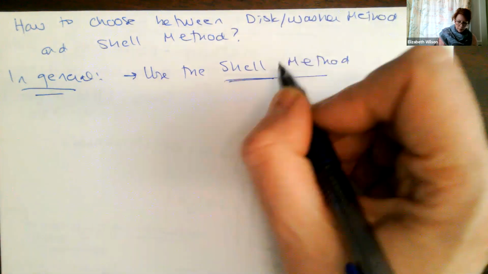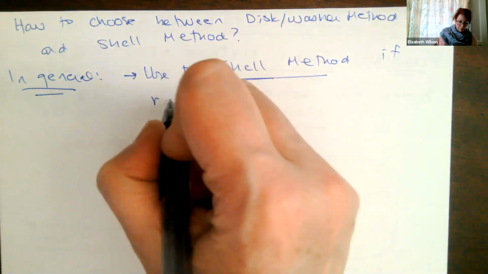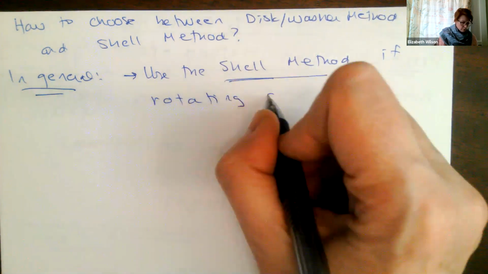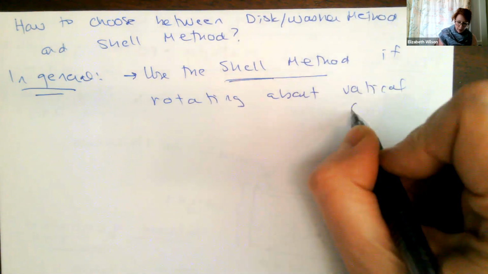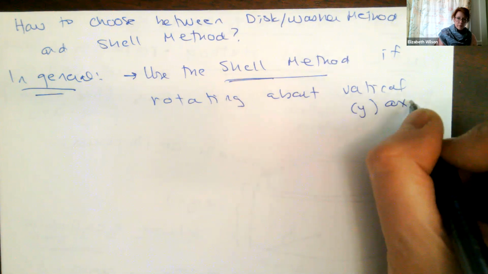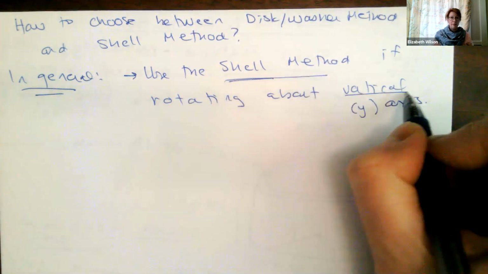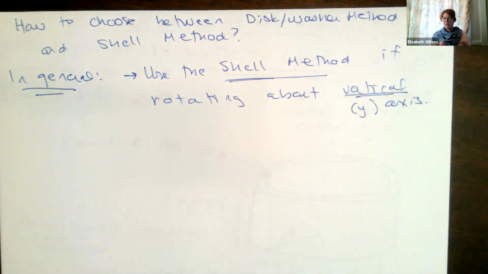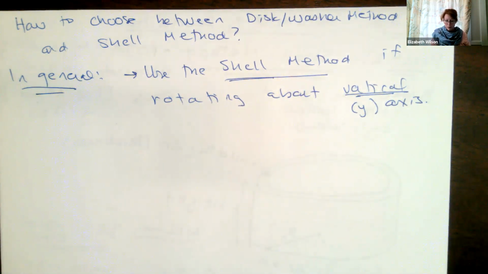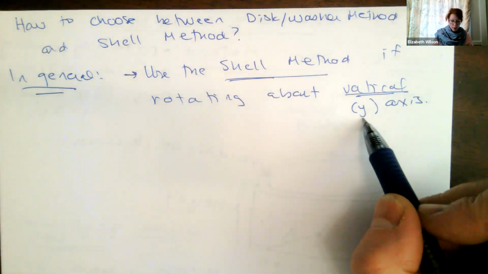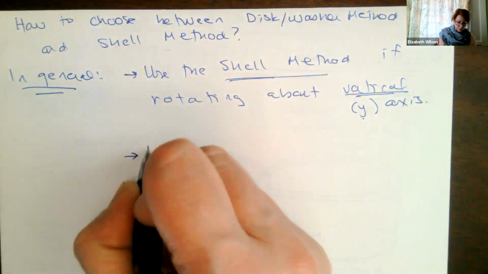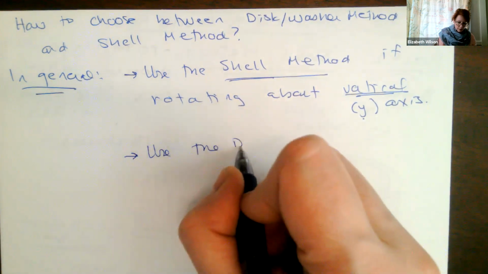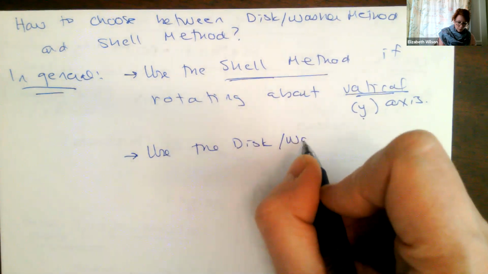Use the shell method if you're rotating about a vertical or y-axis. I keep trying to say vertical instead of y-axis because it could be x equals -3 or x equals +2 or x equals 0, which is our y-axis. So shell method for a vertical axis. And we're going to use the disk washer method.